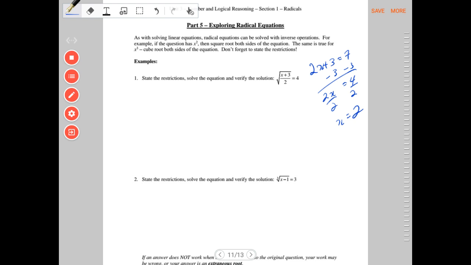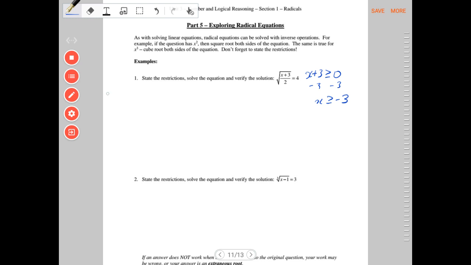Example 1. State the restrictions and solve the equation and verify it. Remember, verify means to check that your answer actually works. Okay, so restrictions. We have an x plus 3, so that, of course, has to be positive. We would say that x plus 3 has to be greater than or equal to 0. It's in the numerator, so you don't have to worry about it not being able to be 0. We subtract 3 from both sides, so x has to be greater than or equal to negative 3. If I chose negative 4, for example, negative 4 plus 3 would equal negative 1, and we can't square root that, so x has to be greater than or equal to negative 3.